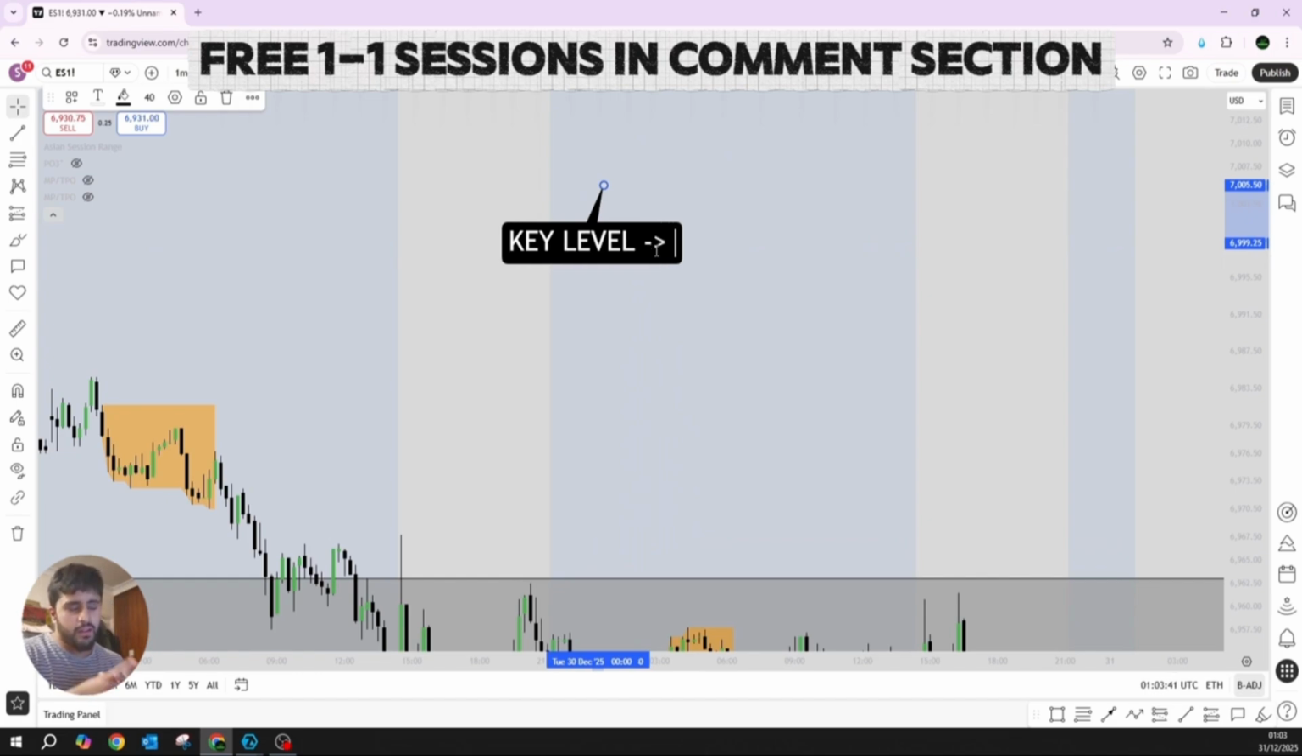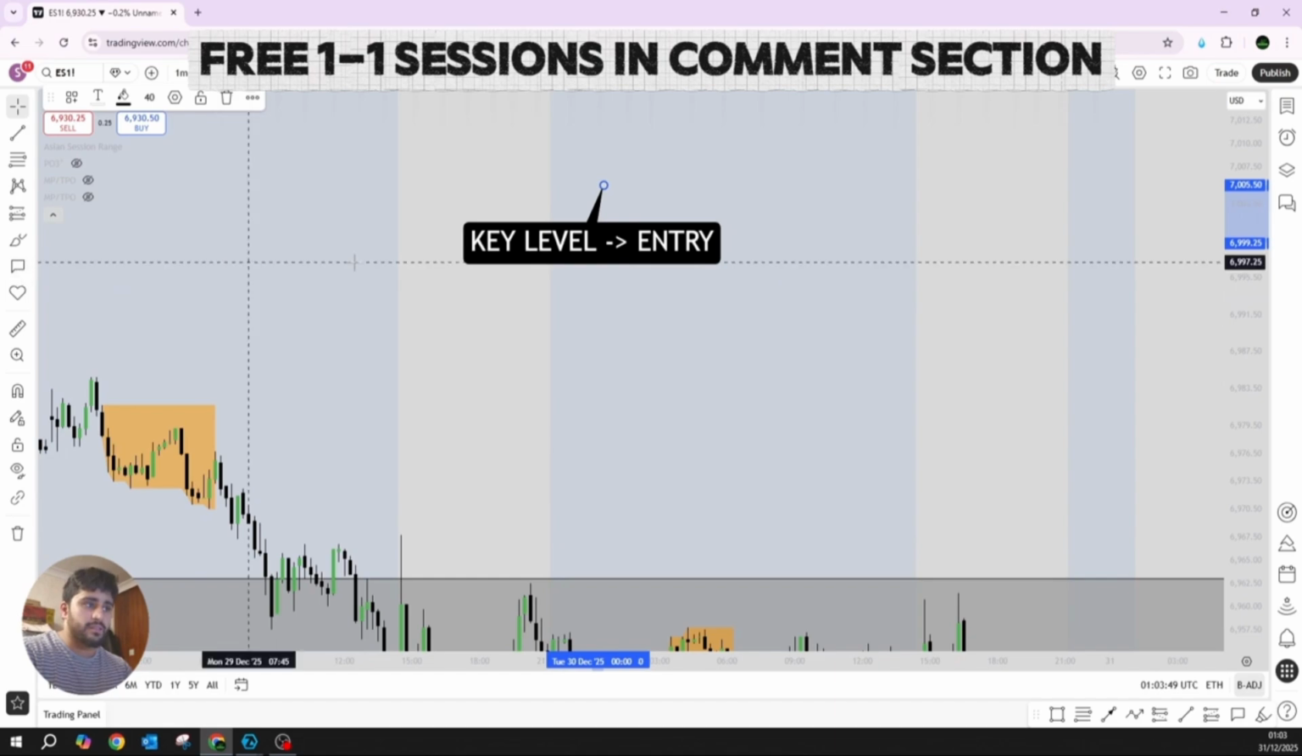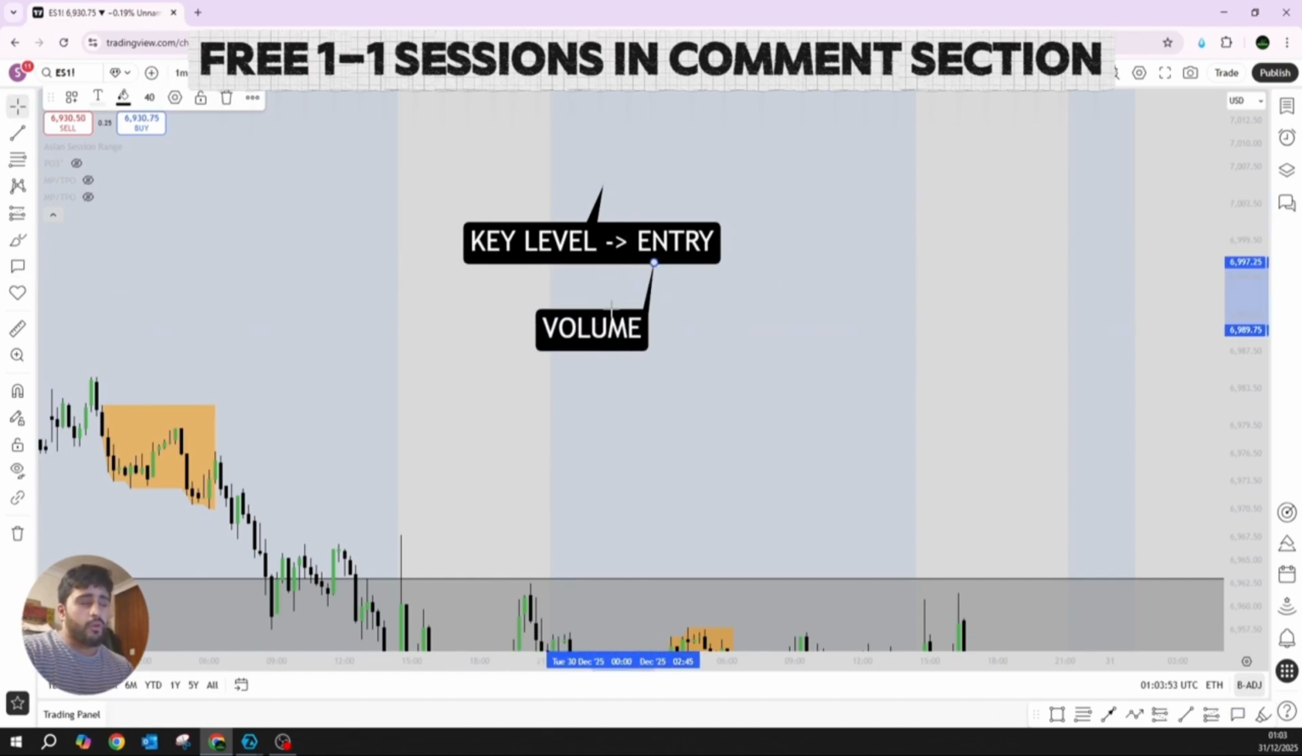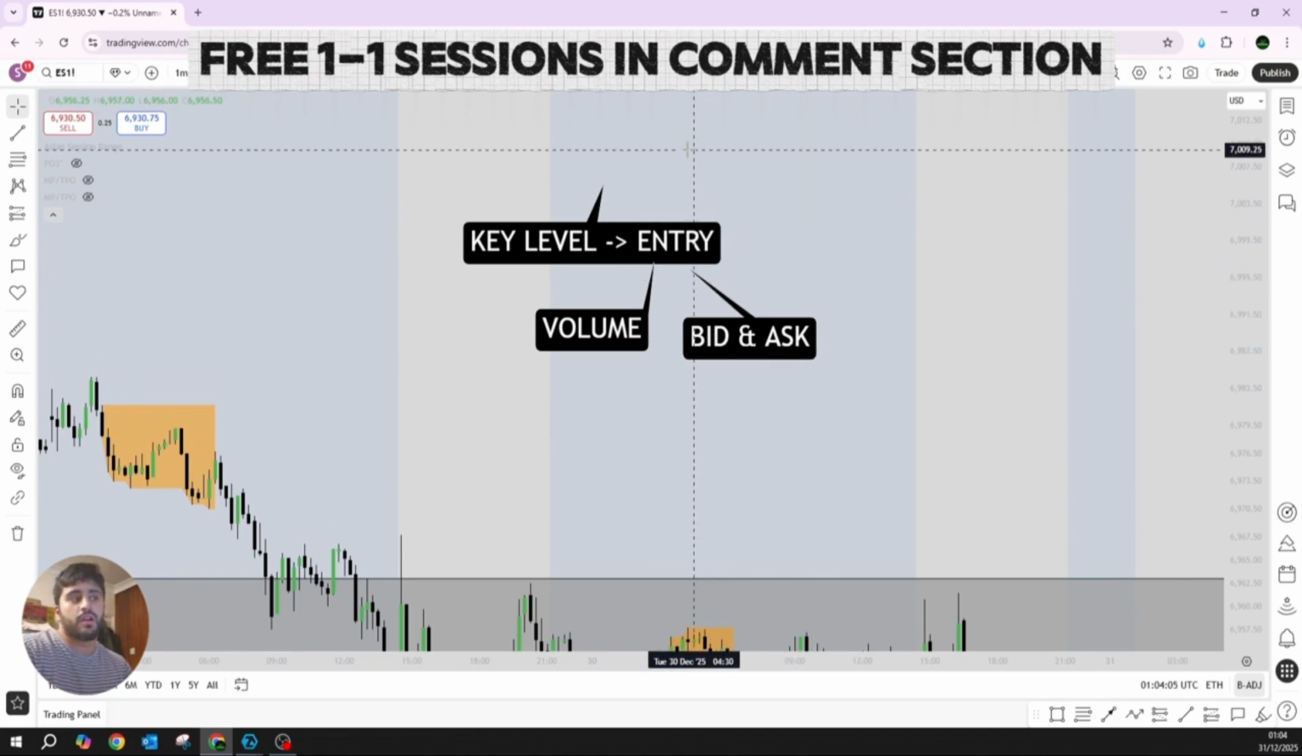Now, the next thing after a key level is you need to have an entry inside your key level. Specifically, I call this an entry, and I use two concepts: volume and delta. And I'm going to be breaking down exactly what that means. So the volume has to be there. You want to be trading during areas of high volume, and you want to be looking at the order flow, specifically the bid and the ask. So these are the two things you want to be looking for in terms of your entries.